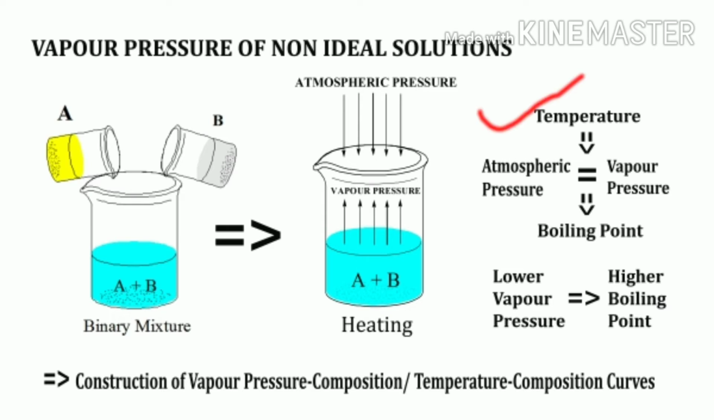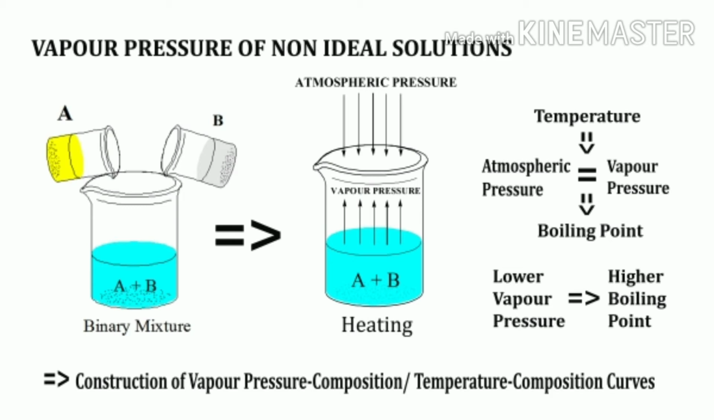So the temperature at which the vapor pressure equals the atmospheric pressure is known as the boiling point of the mixture. The lower the vapor pressure exhibited by the components, the higher is the boiling point, because if the vapor pressure is low, then high temperature is required so that the vapor pressure equalizes with the atmospheric pressure. On the basis of this, we can construct the vapor pressure composition and the temperature composition curves. So there are three types of such curves known as type 1, type 2 and type 3.